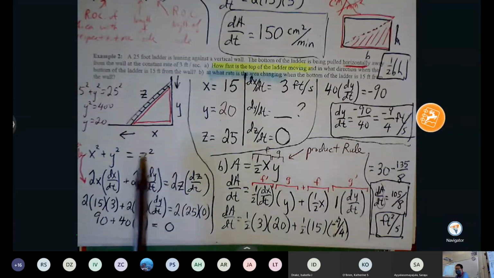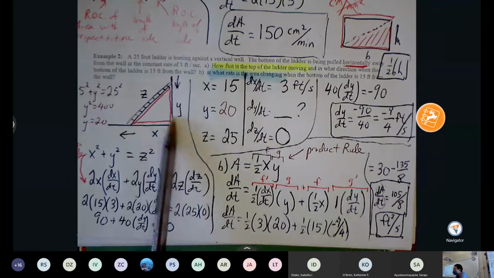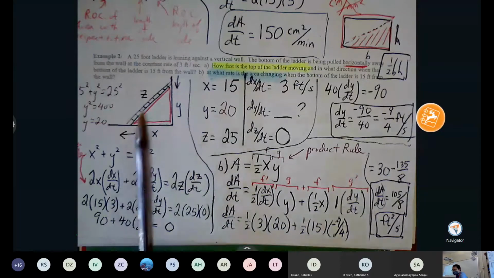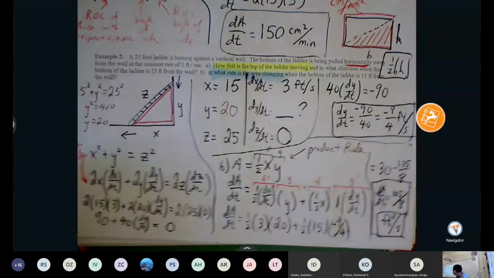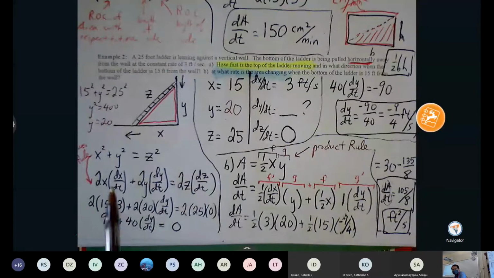And we see that the shape that's created by the ladder, the floor, and the wall is a right triangle. So with a right triangle, we know that we use Pythagorean theorem so that we can connect those three pieces of information together. So once we built our equation using Pythagorean theorem, a squared plus b squared equals c squared, but in this case I used x, y, and z. We found the derivative, right? So we found all these derivatives, but then we attached a d over dt for each of those variables.